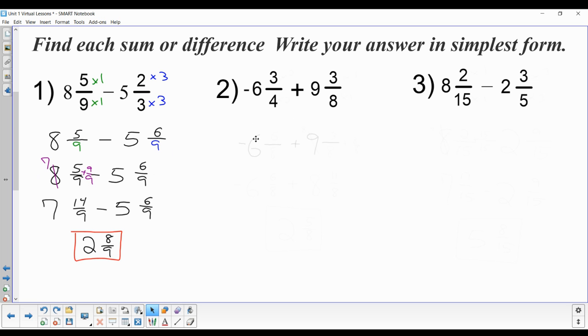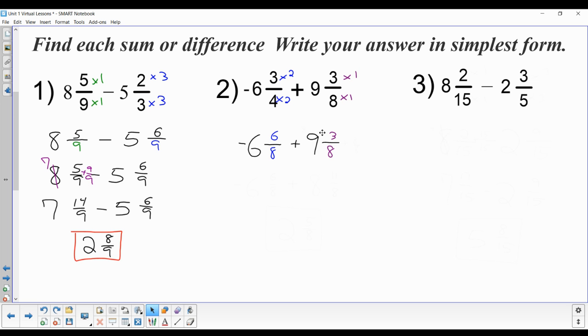So I have a -6, I have a fraction, I have a plus sign, I have a 9, and I have a fraction. Now, the reason this is going to be regrouping, even though there's a plus sign, is that the signs are different. And when the signs are different, you're going to subtract. So let's find a good common denominator for 4 and 8. Good common denominator would be 8 because 4 times 2 is 8, 3 times 2 is then 6, 8 times 1 is 8, and 3 times 1 is then 3.